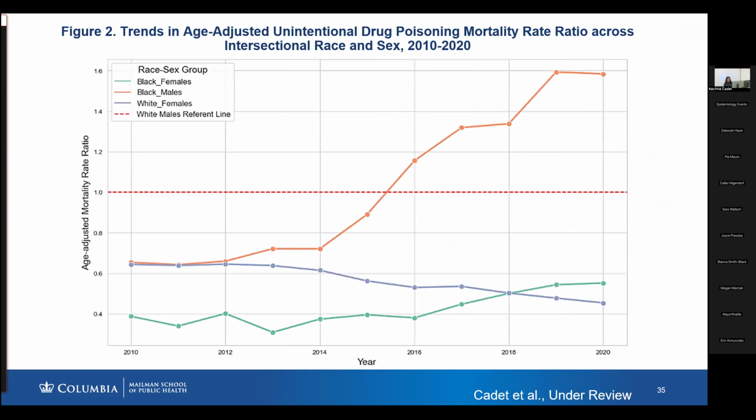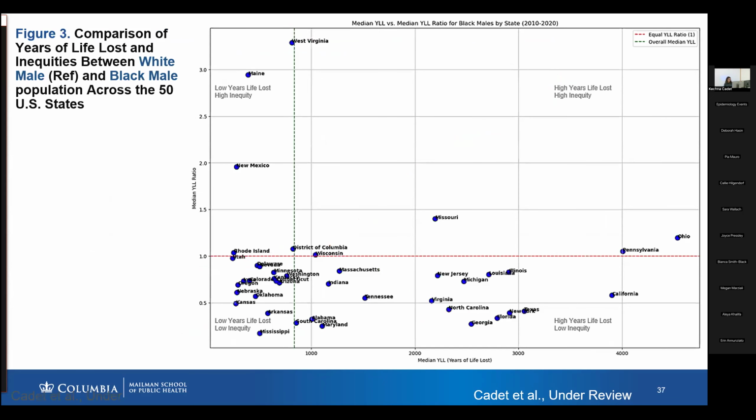We're interested in seeing how Black males, Black females, and white females compare to their white male reference group in these age-adjusted drug mortality rates. Here we see that by 2020, the mortality rate for Black males was nearly 60% higher than for white males. We also see that rates for white and Black females are lower than for white males, but for Black females, it is increasing, starting from around 2016, even though for white females, we see a decline over time compared to their white male counterparts.